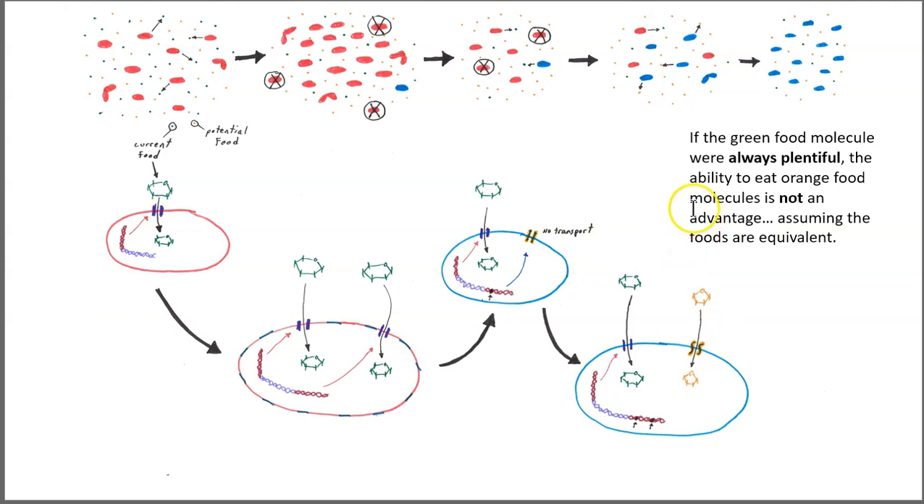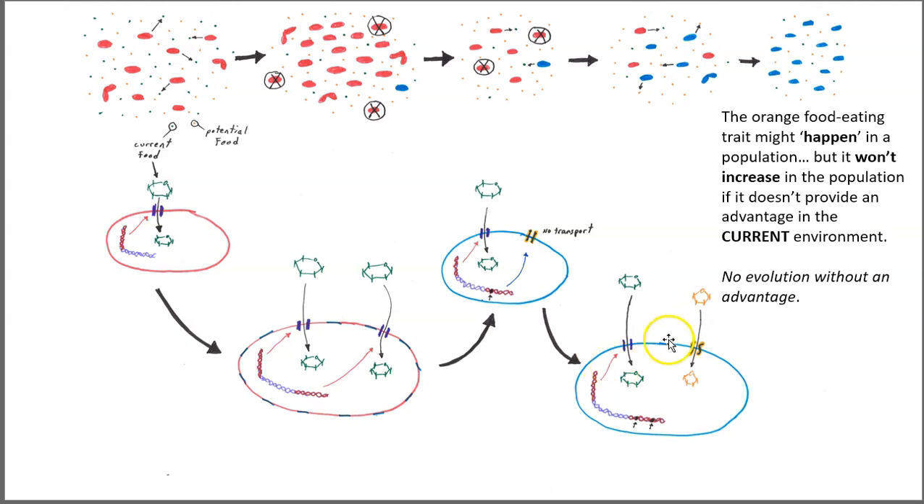If the green food molecule were always plentiful in the environment, the ability to eat orange food molecules is not an advantage, assuming the foods are equivalent. So if there was no scarcity of green food, then being able to eat the orange food is not an advantage. And if this is not an advantage, then the blue bacteria will not increase in frequency in the population. So the orange food eating trait might happen in the population, but it won't increase in the population if it doesn't provide an advantage in the current environment. No evolution without an advantage.